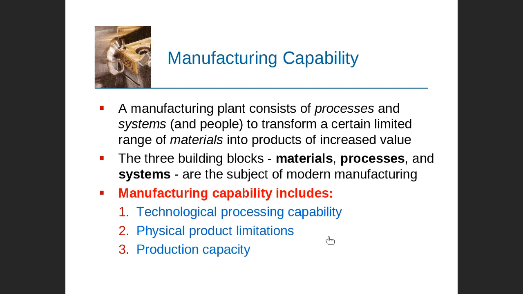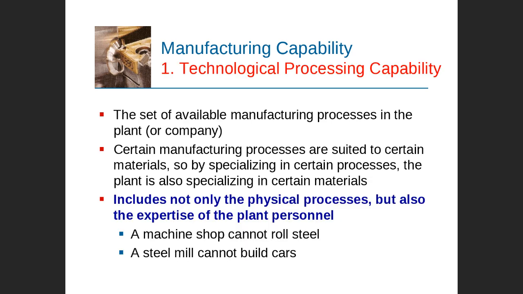Next, we're going to talk about manufacturing capability. Manufacturing capability is described in terms of technological process capability, physical product limitation, and production capacity. Right, let's see them one by one. Technological process capability, physical product limitation, production capacity. Let's take one by one and discuss what each means.